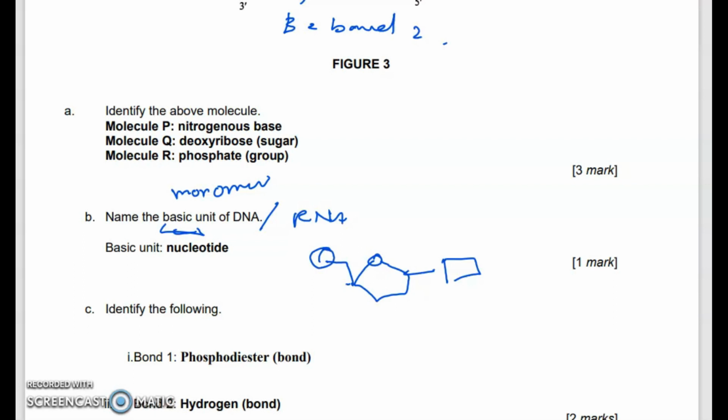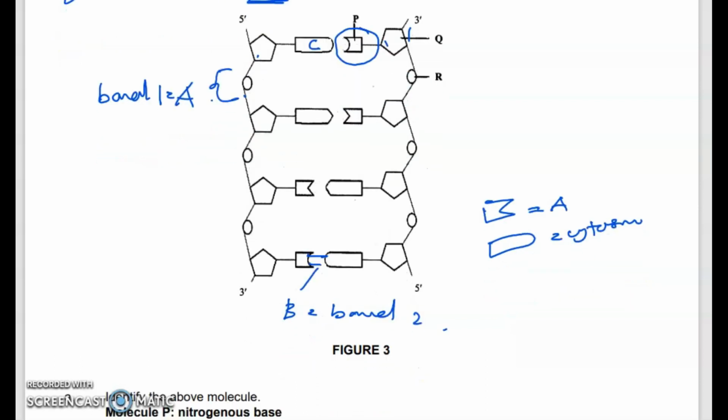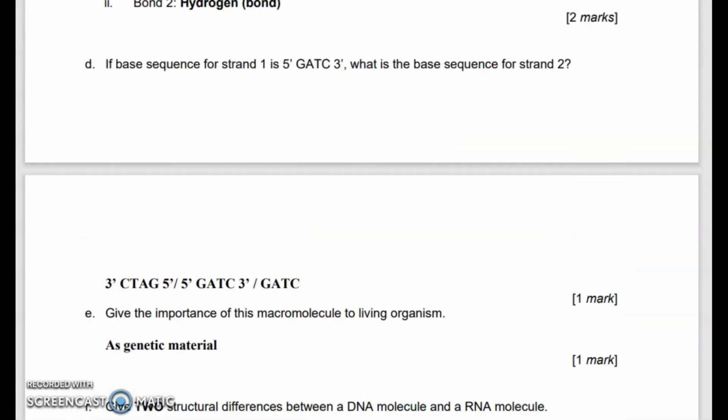Identify the following. Bond 1. Bond 1 is phosphodiester bond. Bond 2 is hydrogen bond. Phosphodiester bond is the bond that connect the nucleotide. Okay. Involve carbon number 3, carbon number 5. Okay. But then the hydrogen bond is referred to the bond between nitrogenous base. That bind the nitrogenous base.